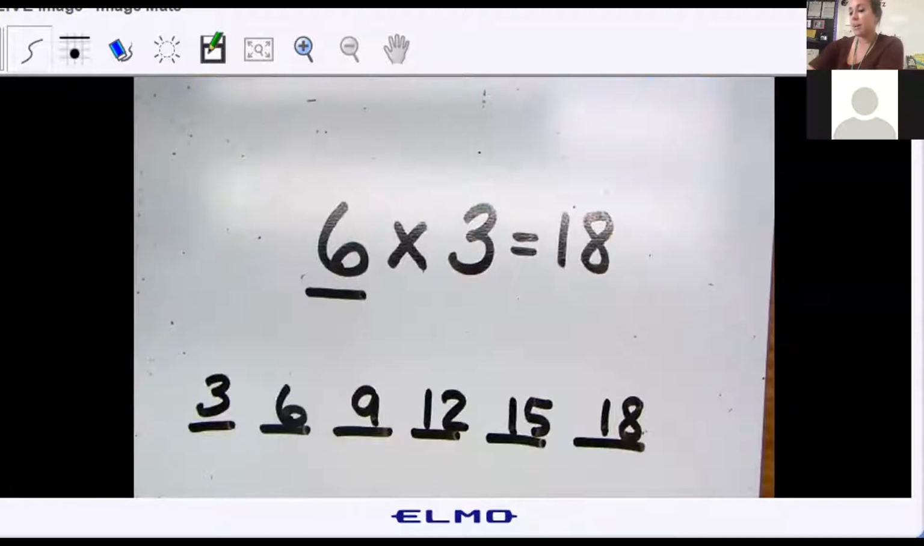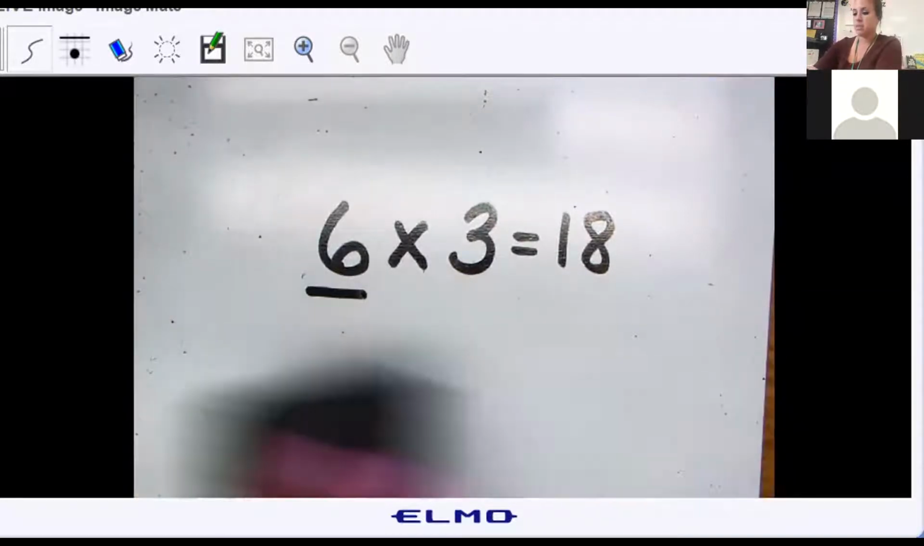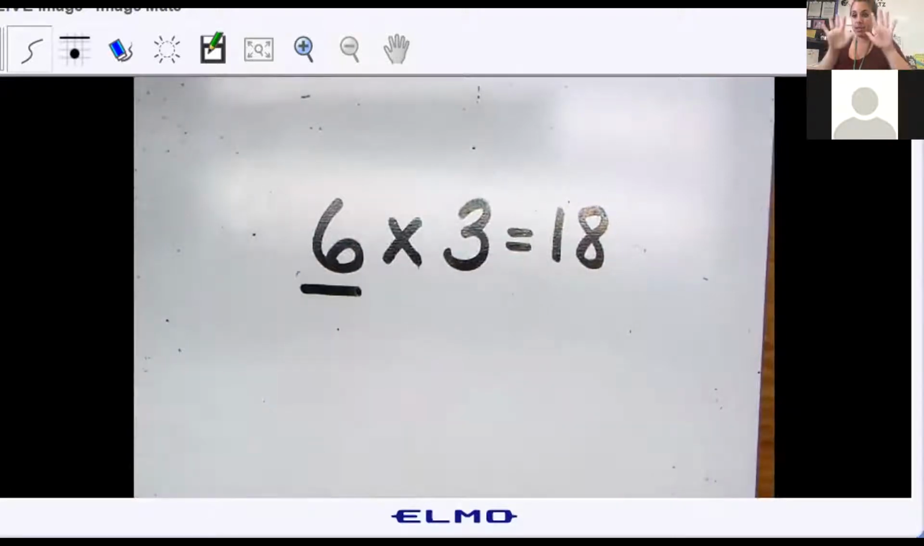We could also count down. We know that 10 fingers is 30, so 30, 27, 24, 21, 18. So you can count forward and you can count backwards.